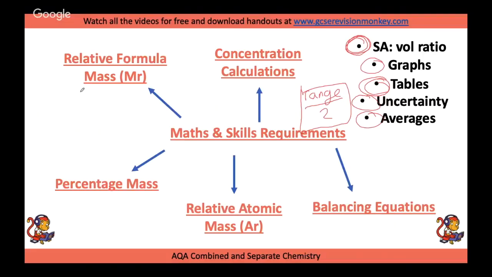Now, for the chemistry exam, 20% of it is going to be maths. So it could be things like averages, uncertainty, doing some graph skills, but it could also be part of chapter 3, which is all about quantitative chemistry, so relative formula mass, concentration calculations, etc. So we'll go through a few of these bits just now.